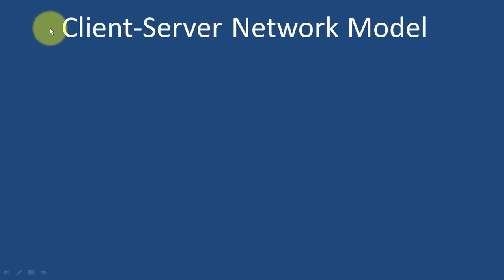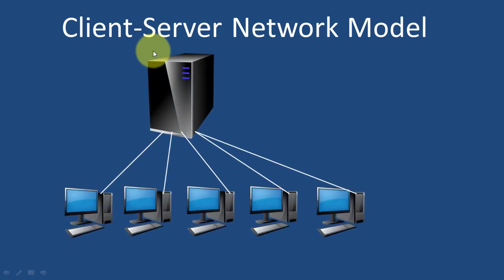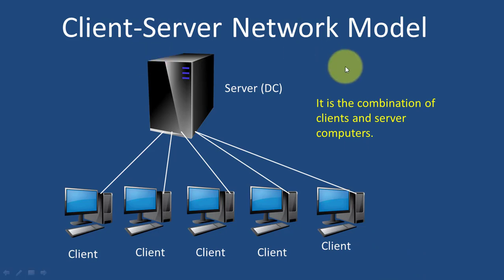In this video, initially we will learn about the client-server network model that is currently used in an organization or an enterprise. Here we have server machines and client machines, which means it is the combination of clients and server computers. In this diagram, you can see a server machine and client computers attached to it. This server is mainly known as DC.